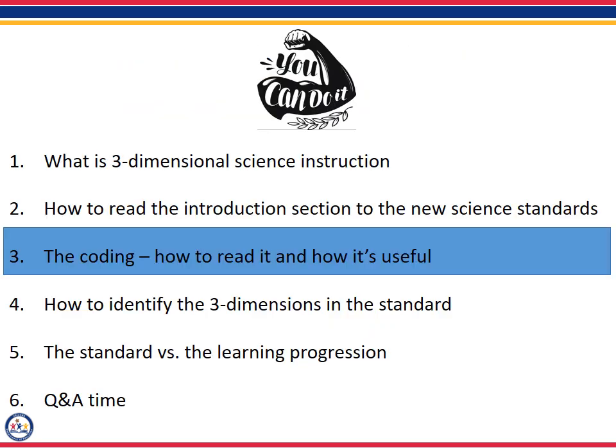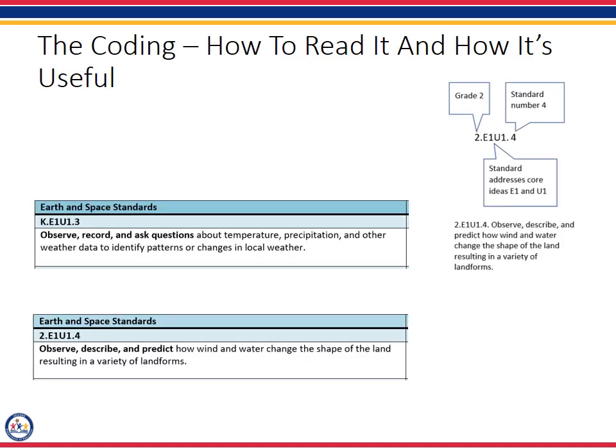Okay, now let's go back and look at how to read that code. On the screen, you see two standard examples. And let's look at the code itself. In these examples here, K stands for kindergarten and 2 stands for second grade. The standard designates the grade level in the coding in that very first letter or number.